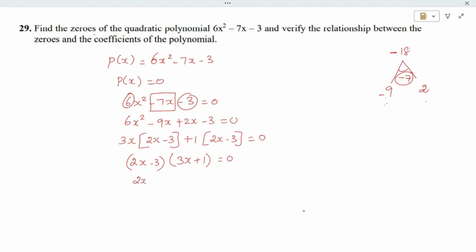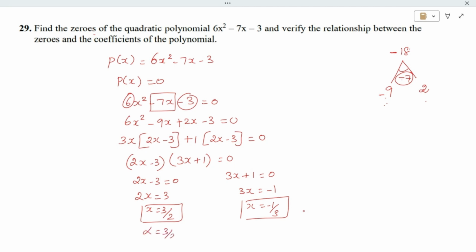So equate 2x minus 3 equal to 0. You will get one of the zeros. Okay, 2x equal to 3, x equal to 3 by 2 is a solution for x. Okay, we have to get the other solution. So 3x plus 1 equal to 0, 3x equal to minus 1, x equal to minus 1 by 3 is the other solution of x. So the two zeros, I can name it as alpha is equal to 3 by 2 and beta is equal to minus 1 by 3. These are the two zeros.